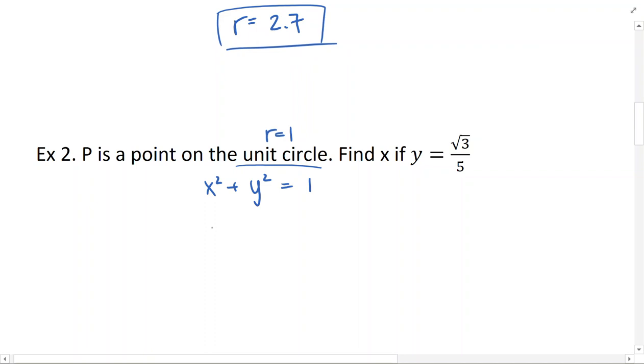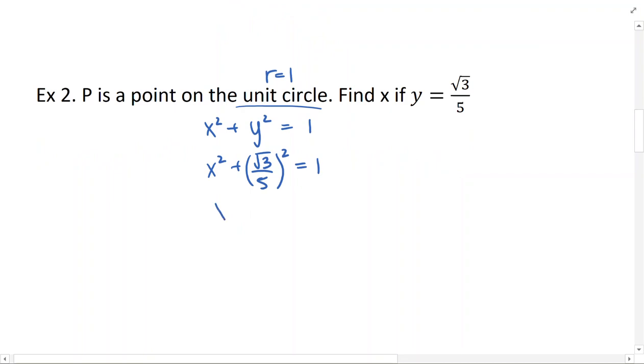I'm just going to start filling in the information. x, we still don't know, we're looking for it. But we do know y is root 3 over 5, the whole thing squared, equals 1. Now let's just isolate x by itself. So x squared equals 1 minus 3 over 25. Okay, and I'll just make this equal sign look more like an equal sign.